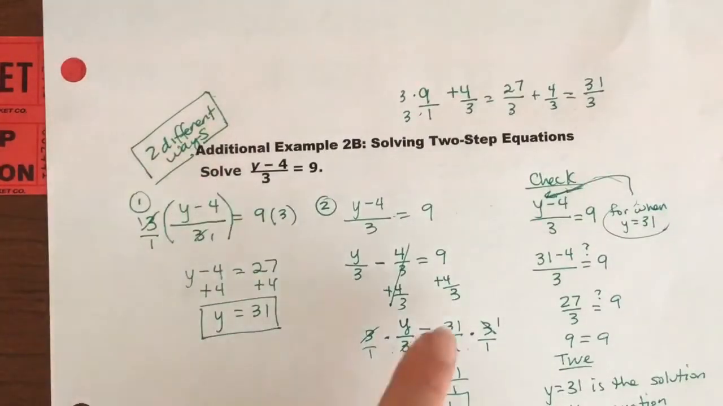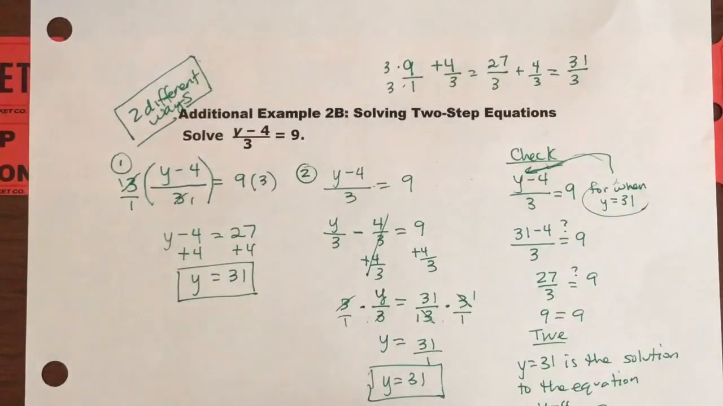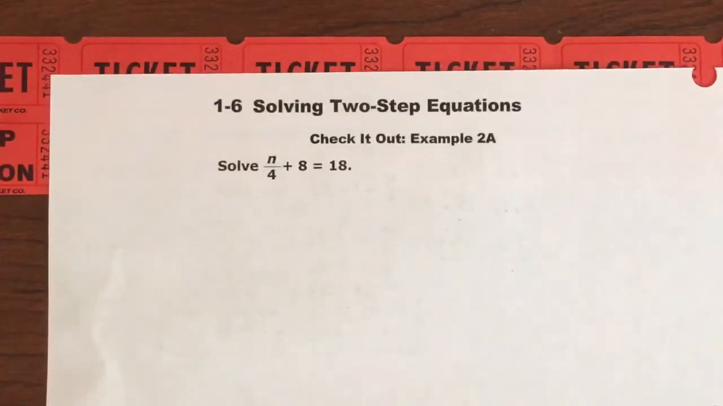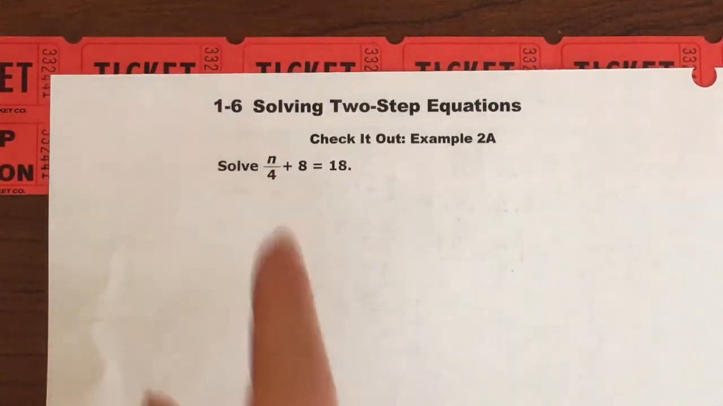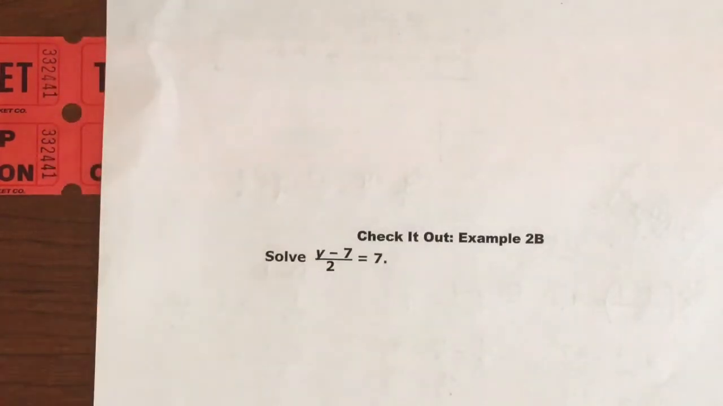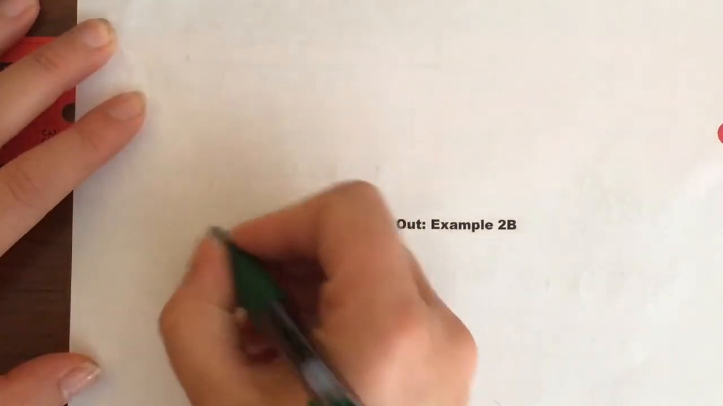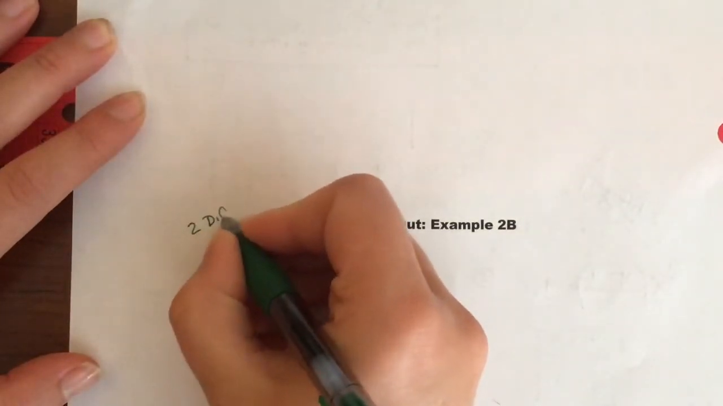All right, so we did this problem 2 different ways, and then we checked our solution. So you're going to have to do that. Not on check it out example number A. So this is your turn. Just go ahead and solve that like normal, but when we do check it out example 2B, you're going to have to solve this two different ways.